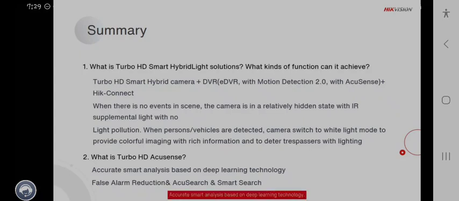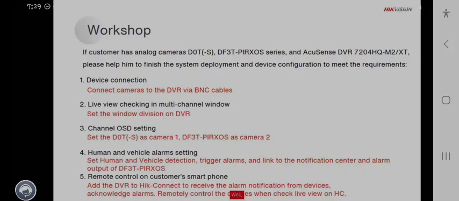Accurate smart analysis based on deep learning technology, false alarm reduction and quick object search. Well, at the end of this course, we give a small workshop to help you master the key functions and configuration of them on devices. We really suggest that you prepare some of the devices we listed here, and try to accomplish the following requirements step by step.